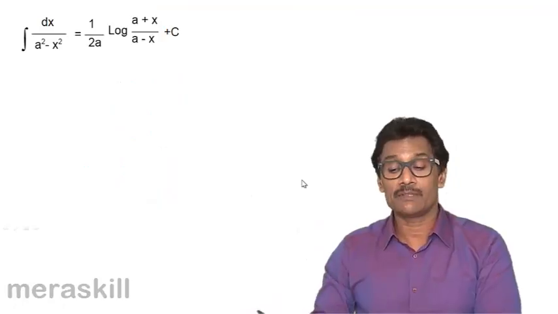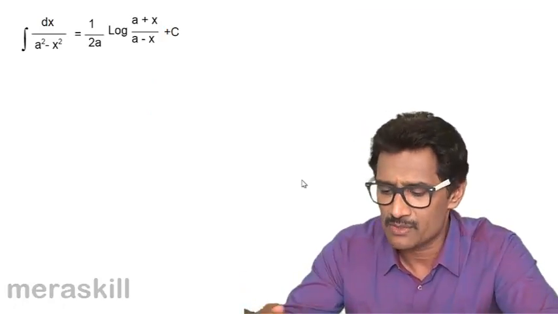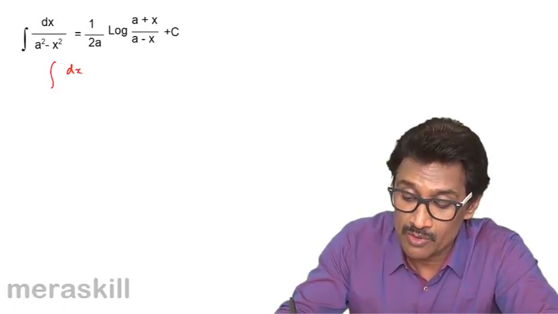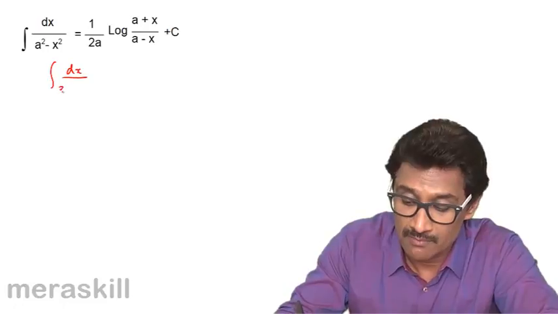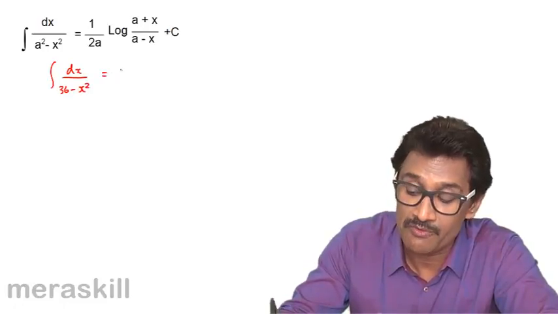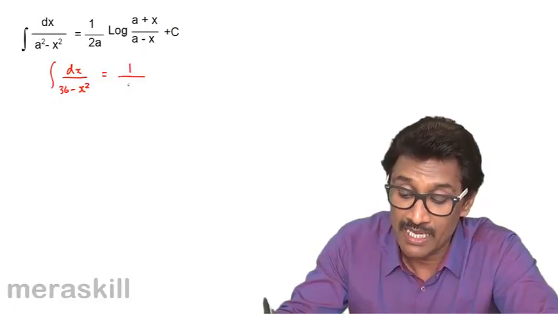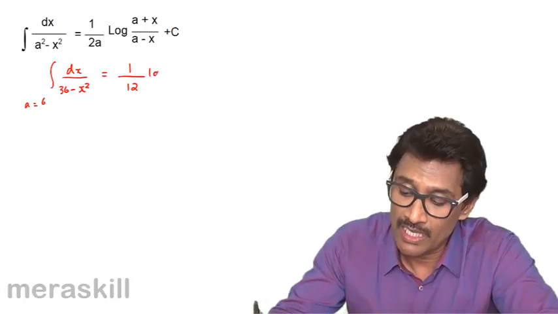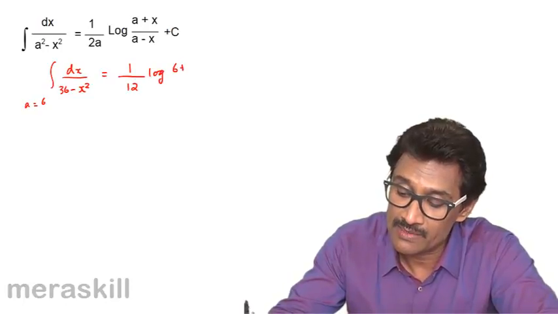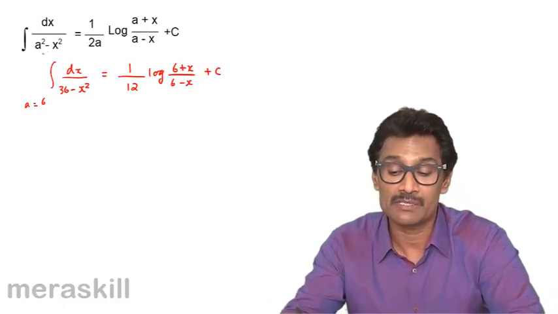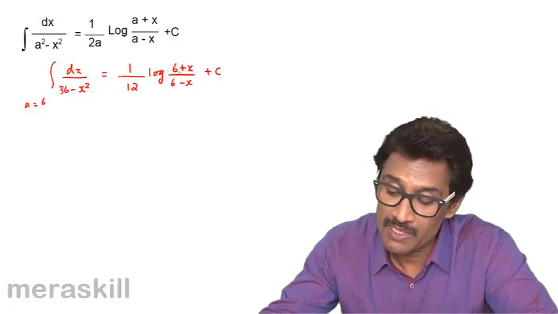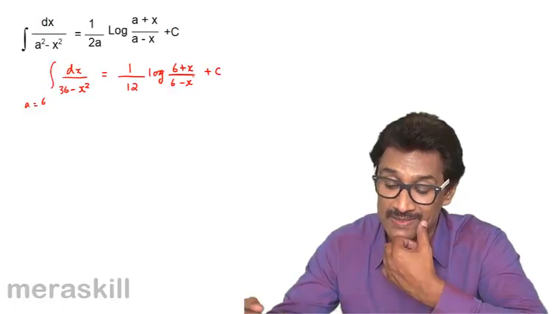So now we have this kind of an example, dx upon a square minus x square. As I told, suppose you have dx upon, say, 36 minus x square. So it's going to be 1 upon 2a. That is nothing but a in this case is going to be 6. So 2a is 12, log of (a plus x), that is 6 plus x, upon 6 minus x, plus c. In the previous one it was x minus a upon x plus a. Here it is a plus x upon a minus x. Hence we get it accordingly.